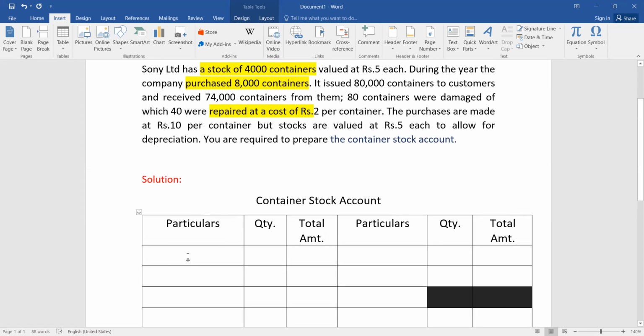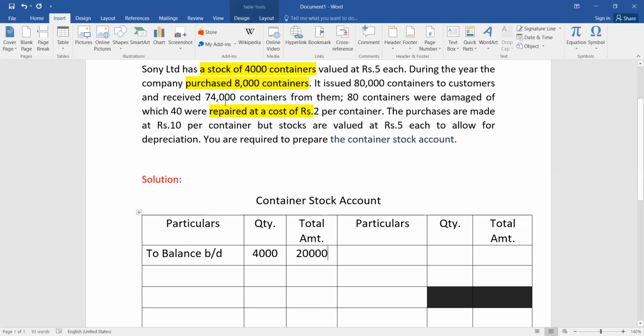On the debit side, first we bring down the balance. The first line of the question says Sony Limited has a stock of 4,000 containers. This is your balance brought down. So the journal entry would be container stock account debit to balance brought down. The quantity is 4,000 and it is valued at rupees 5, so 4,000 into 5 is 20,000.